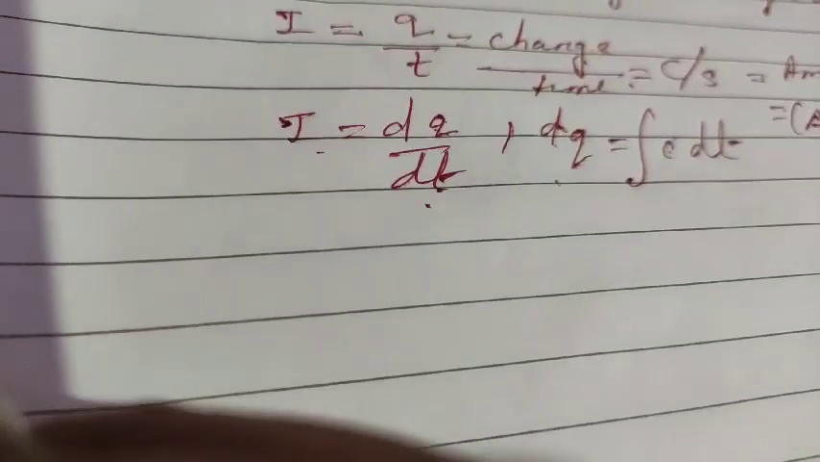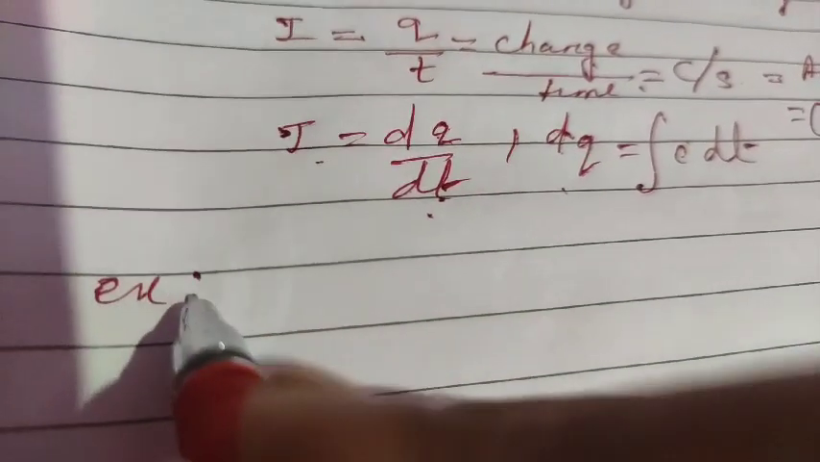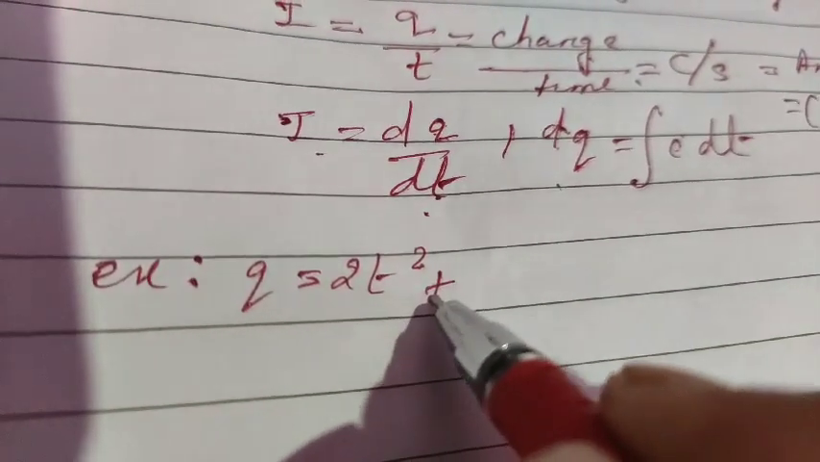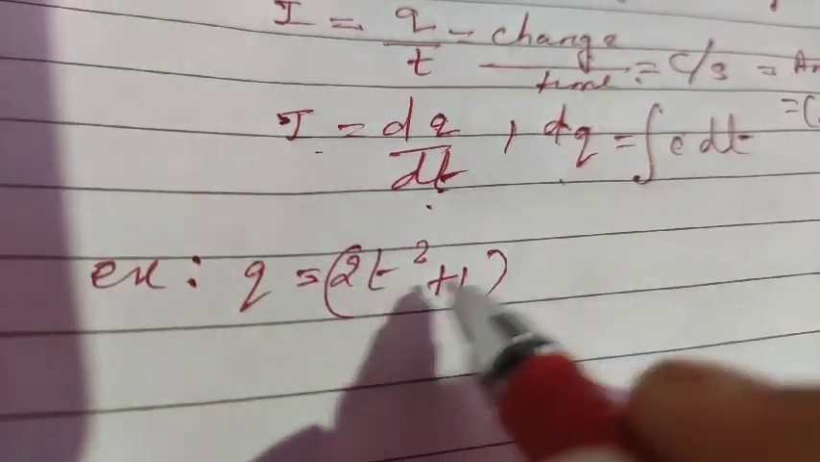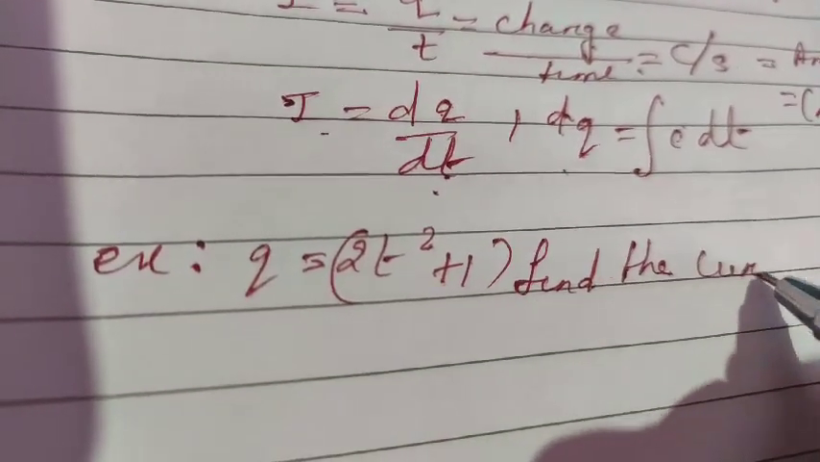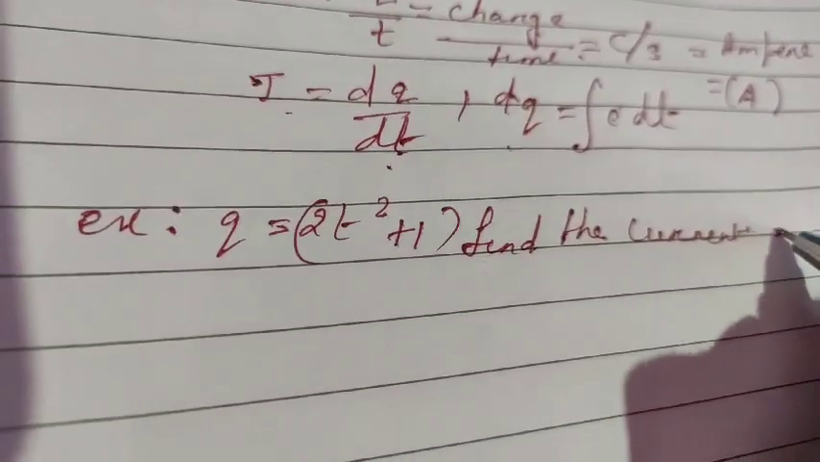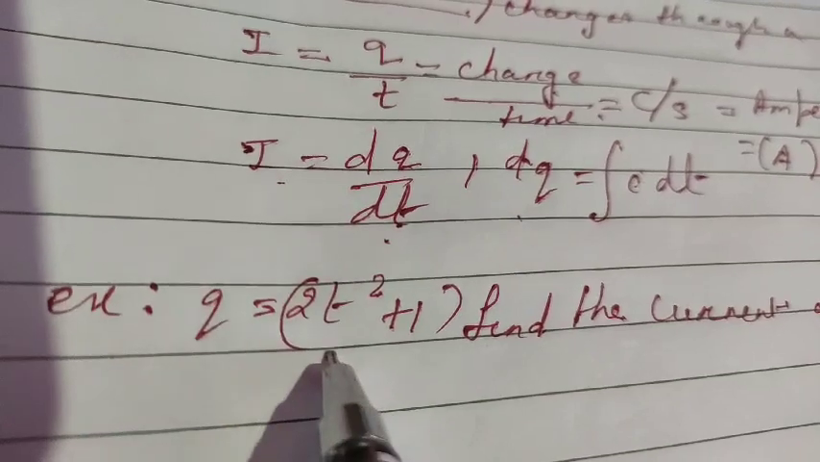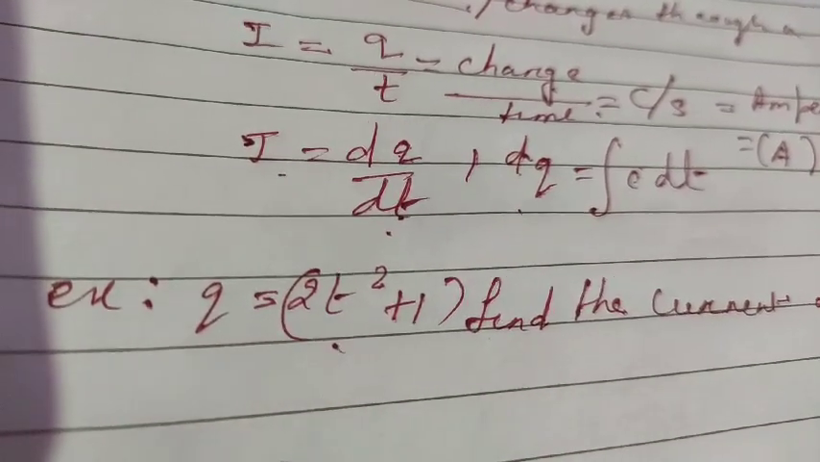Now suppose I give you one example. Suppose I have given you the charge as 2t square plus 1, right? This is your charge. What is your aim? Find the current at t is equal to 2 seconds. Clear to you? Charge is given, you have to find out the current, students.